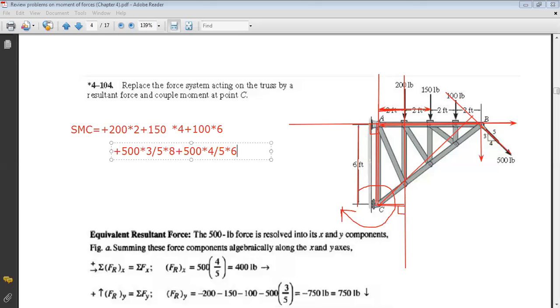Doctor, Yes? can you repeat why we multiplied them by 6 and 8? Yes, of course.